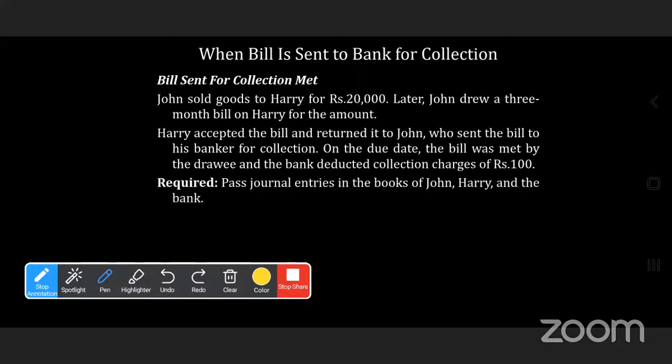John sold goods to Harry. In the books of John, what are the transactions you have to write? Harry account debit to sales account. Being goods sold on trade. Okay, that you can write, isn't it?